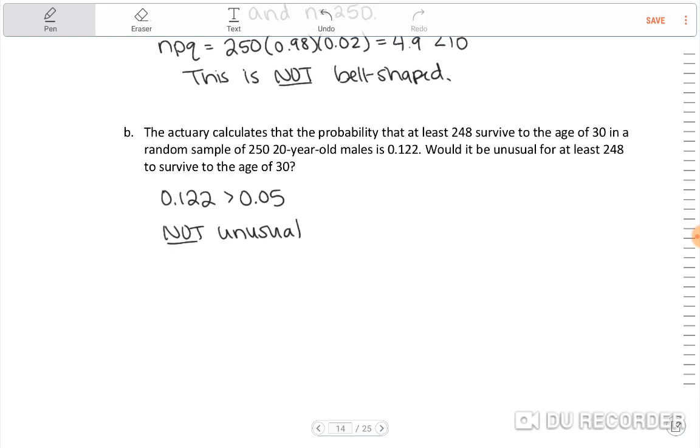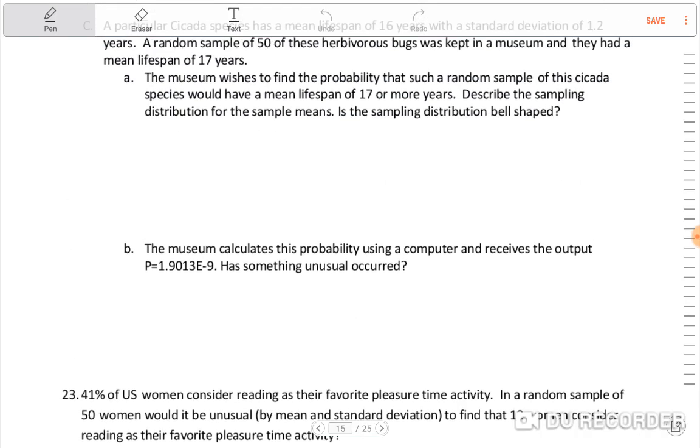Okay. Since it's not bell-shaped, we can't use the mu minus 2 sigma, mu plus 2 sigma. That's only if it's bell-shaped to determine if it's unusual or not. All right.